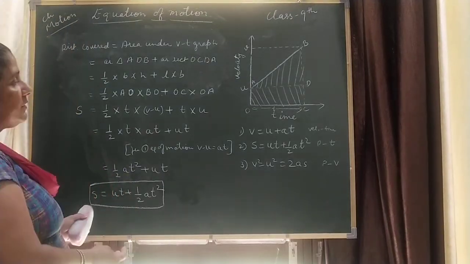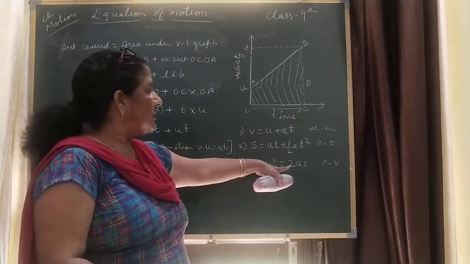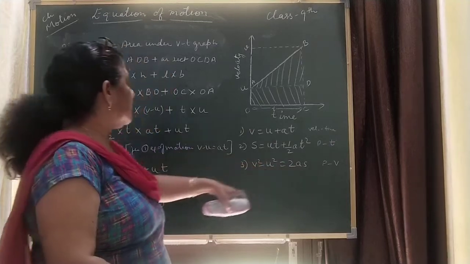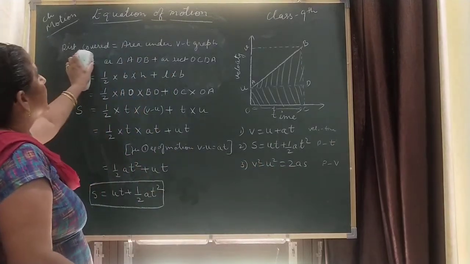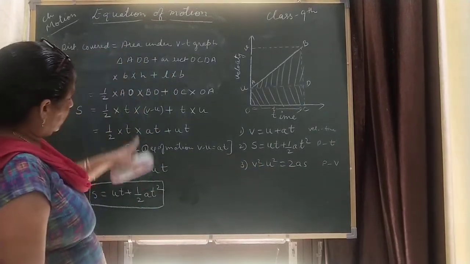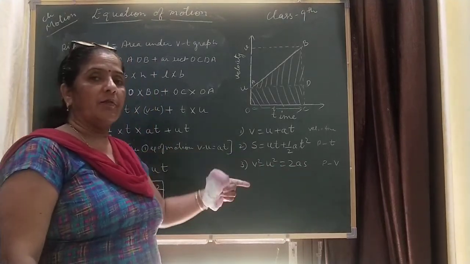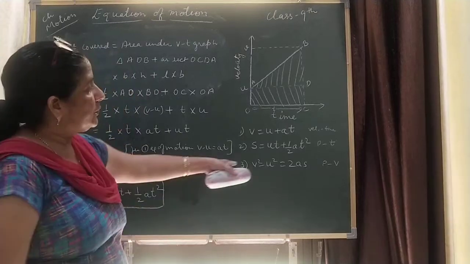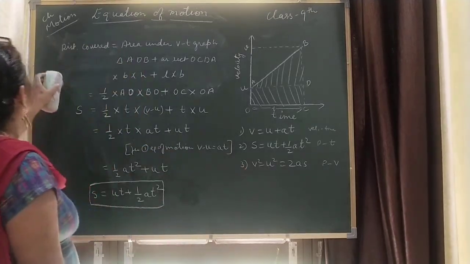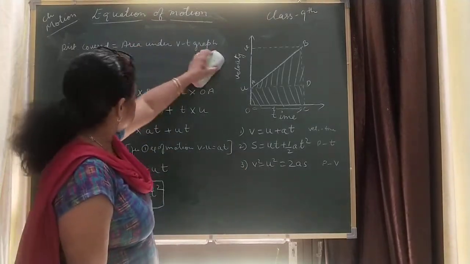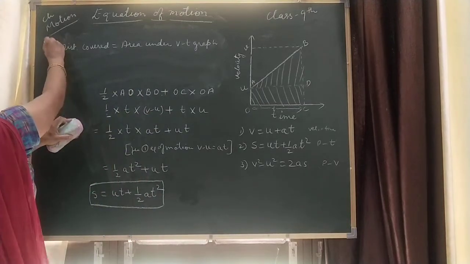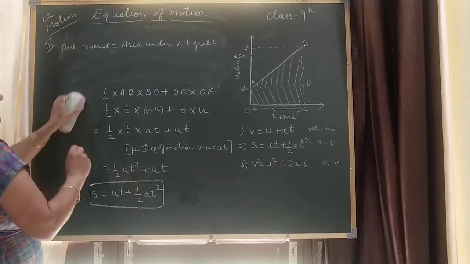Now the third equation of motion, v square minus u square equal to 2as. Beta, now again we have to calculate s, but now I will adopt some other method to prove this equation. Again, this was the second equation. Now I am going to prove the third equation.